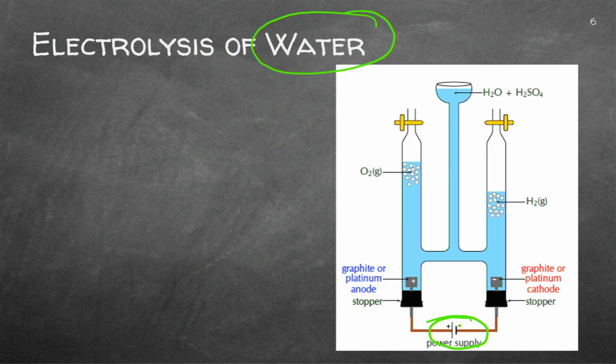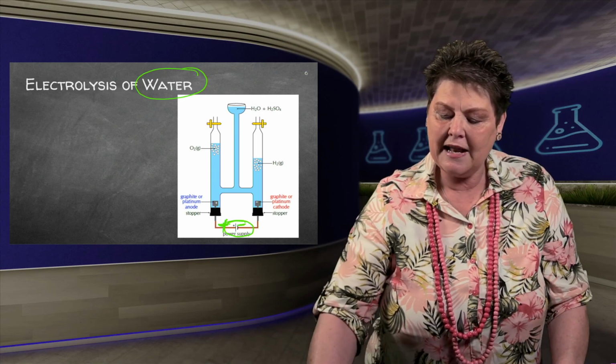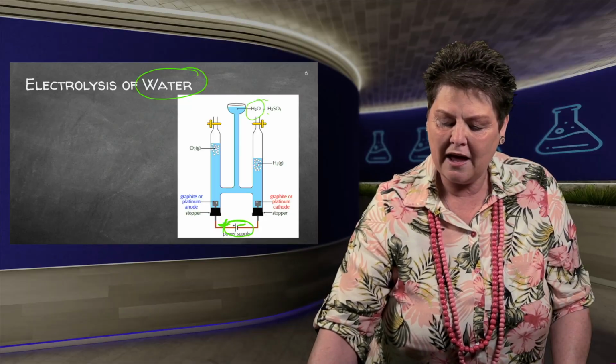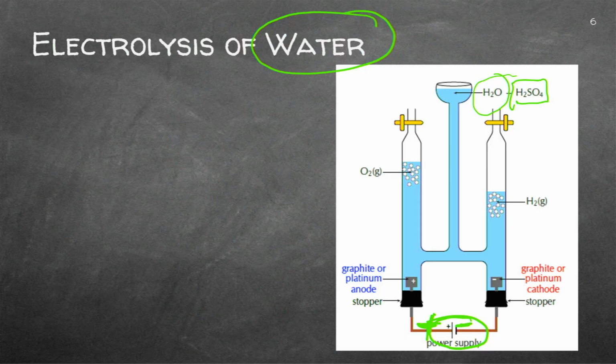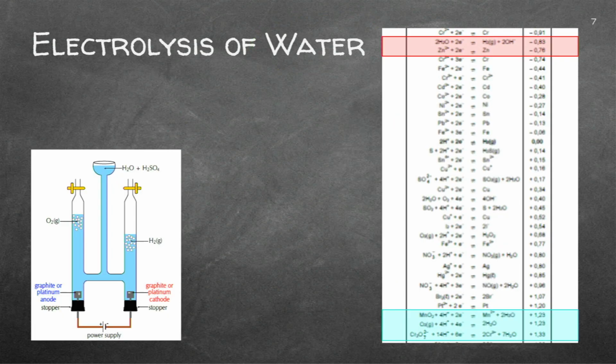So I've got the negative and the positive poles of the power supply, and I've got water in there. Now we have a little bit of acid just to decompose the water, and you'll see what's going to happen: the negative ions will move towards the positive anode, and the positive ions will move towards the negative cathode. So important that we know that already. Let's see what will happen with the water. I'm going back to my table.